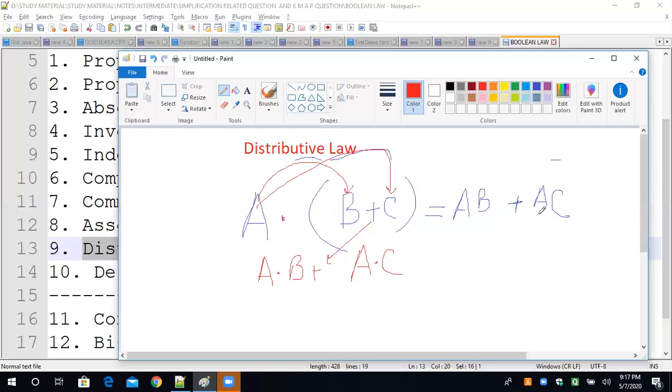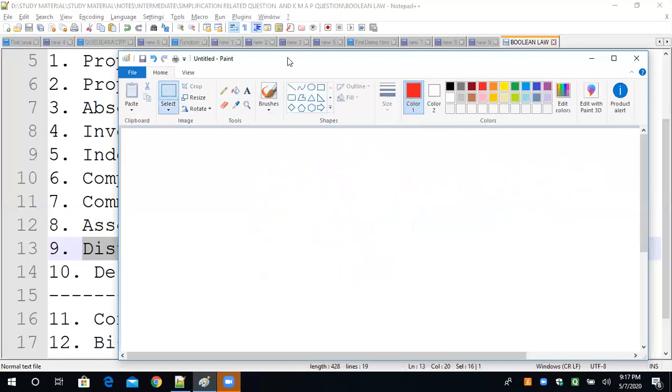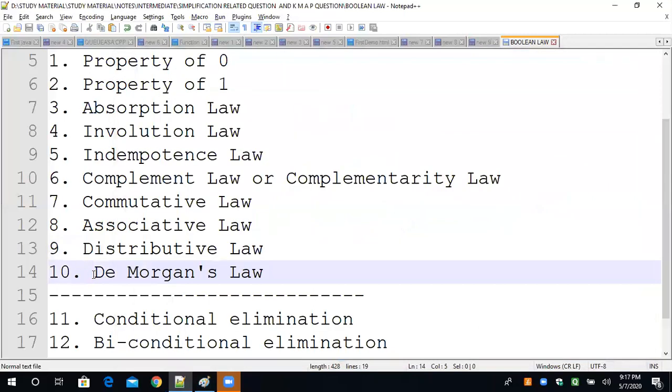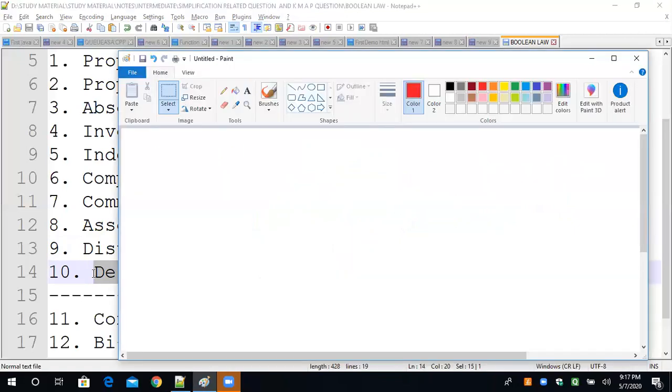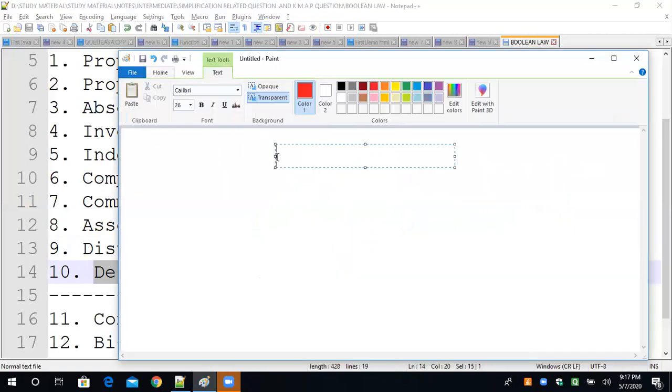Understand? So after the distributive law, De Morgan law. It's again a very important law. So I'm just selecting and removing. Okay, one minute. The tenth law is De Morgan's law. Copying and pasting over here. De Morgan law. Okay, one minute.